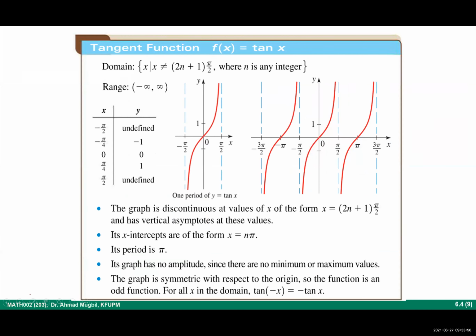What you need to know about this function is that it has vertical asymptotes at these values. Again, I prefer to write this as pi over 2 plus n pi. The x-intercepts, Shabab, are n pi's, of course, they are the middle points. The period is pi, it is odd, and there is no amplitude because there is no minimum or maximum. It goes up and down.